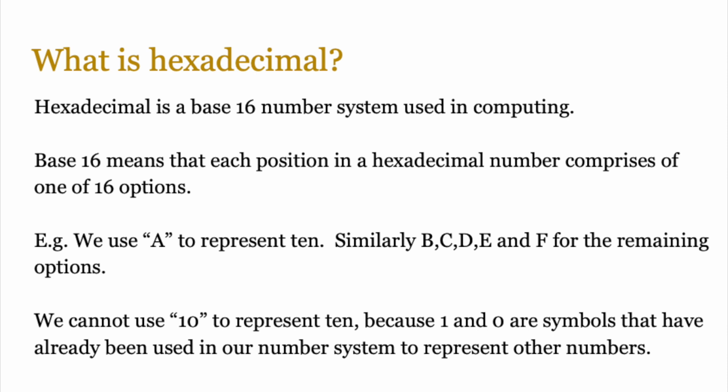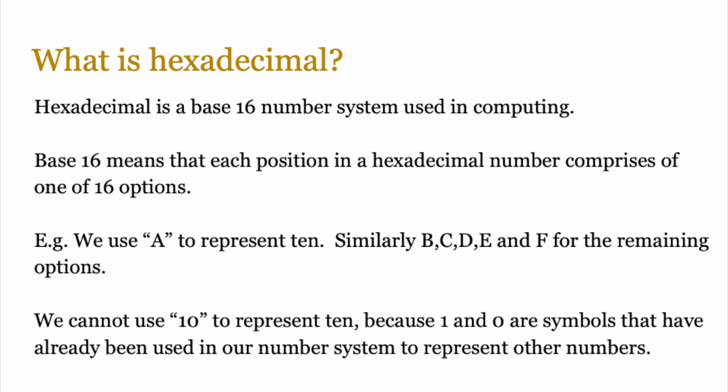Hexadecimal is a base 16 number system, which is used in computing. Base 16 means that each position in hexadecimal comprises one of 16 options. Now our number system is base 10, so we have the digits 0 to 9. In hexadecimal, we've got these additional 6 digits. So we use A to represent 10, similarly B for 11, C, D, E, and F all the way to 15. The 16th option is quite clearly 0.